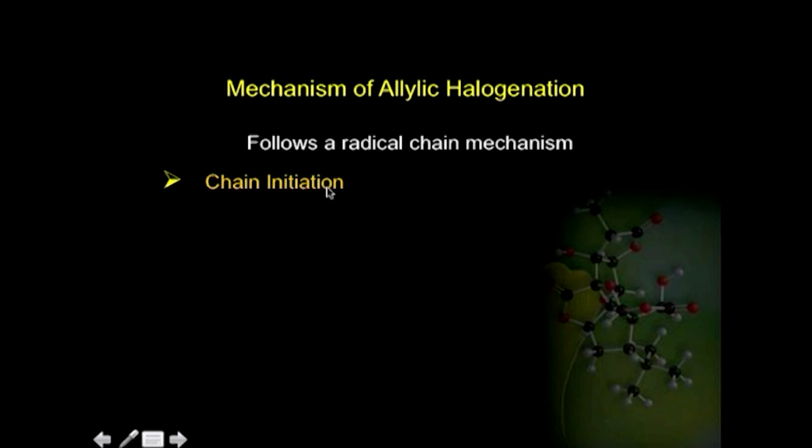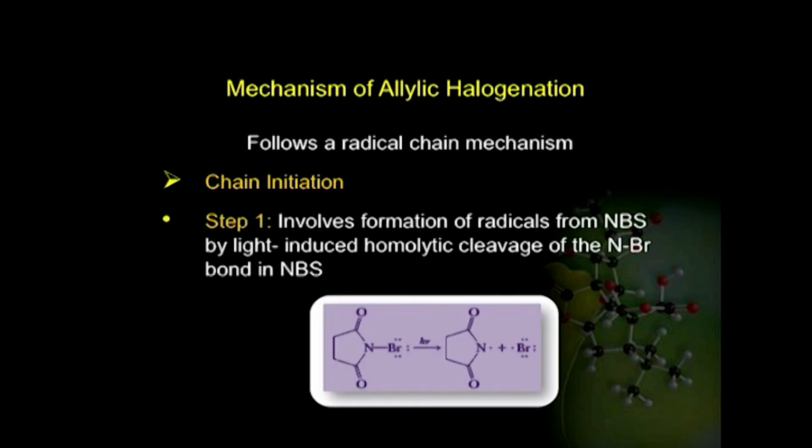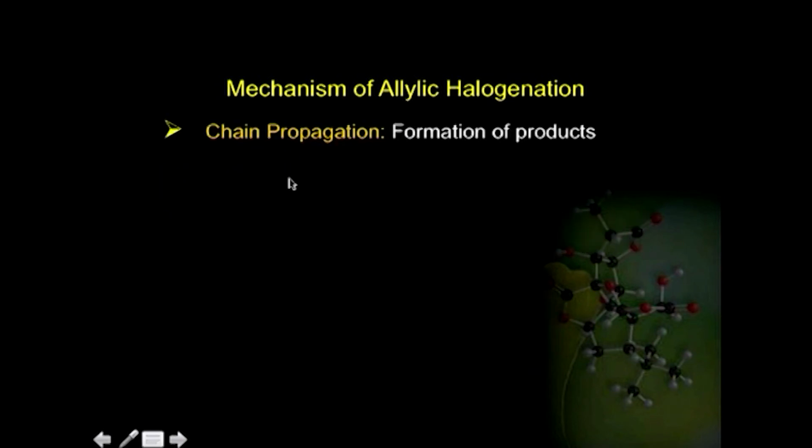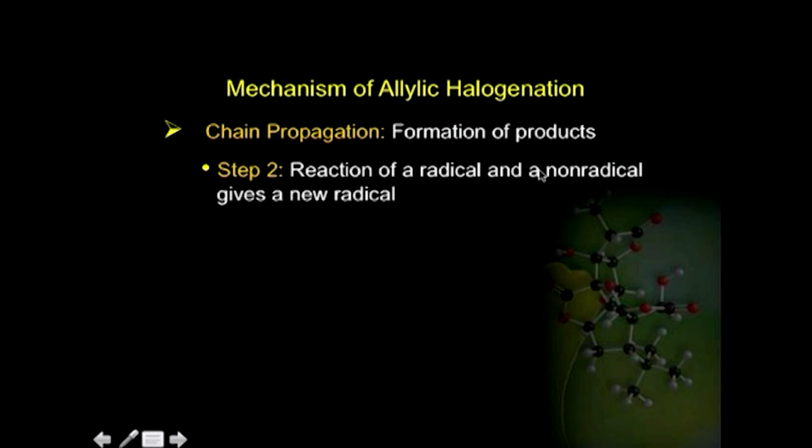If we look into the mechanism of allylic halogenation, we will find that it also follows a radical chain mechanism, where chain initiation is the first process of this mechanism, and the first step involves the formation of radicals from N-bromosuccinimide by light induced homolytic cleavage of the N-Br bond which is present in this N-bromosuccinimide molecule. So, this is the radical which gets created. This is the one which is going to further react in chain propagation, which leads to the formation of products.